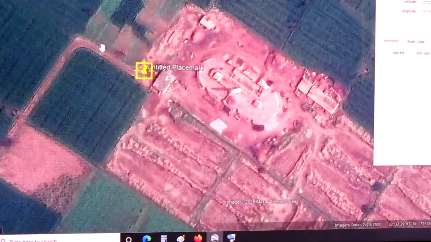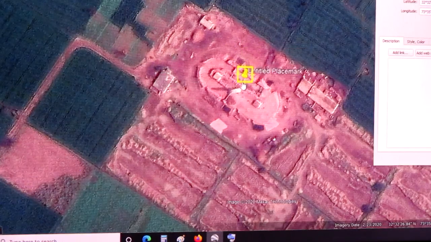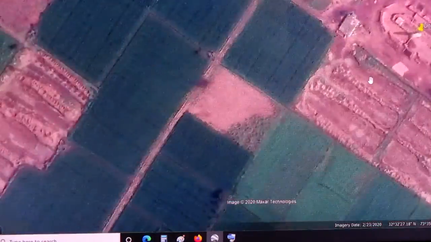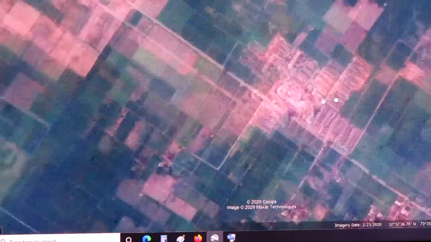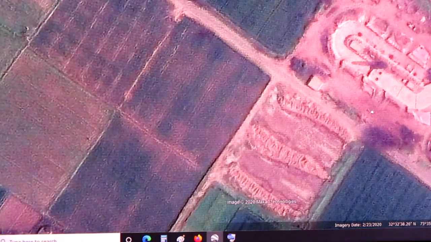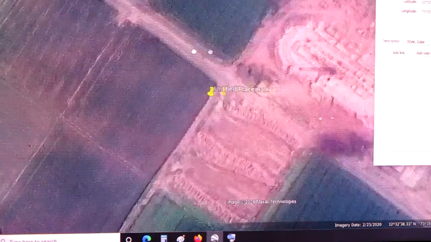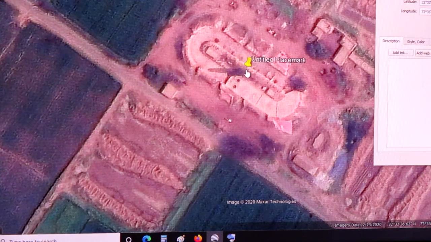So I must have put in about 200 pushpins last night, and this morning when I woke up, I didn't sleep till about 4:30. I was doing this. But once I get in the groove of it, it's like a cow cart in a rut in the road. It doesn't want to go sideways.